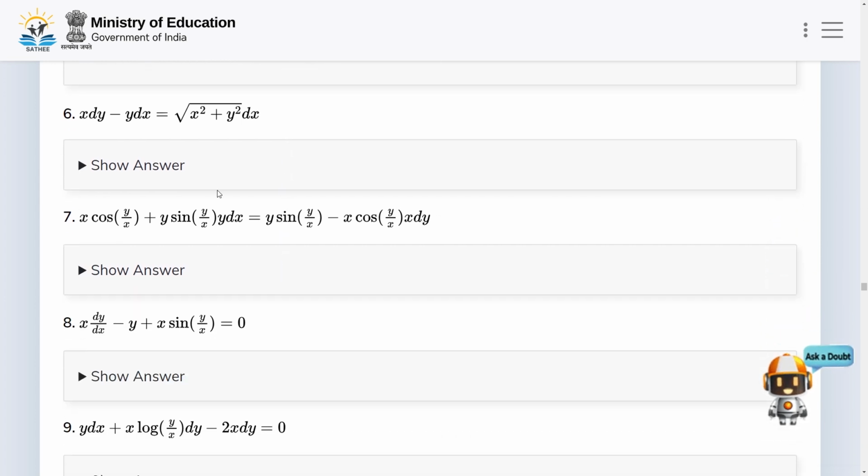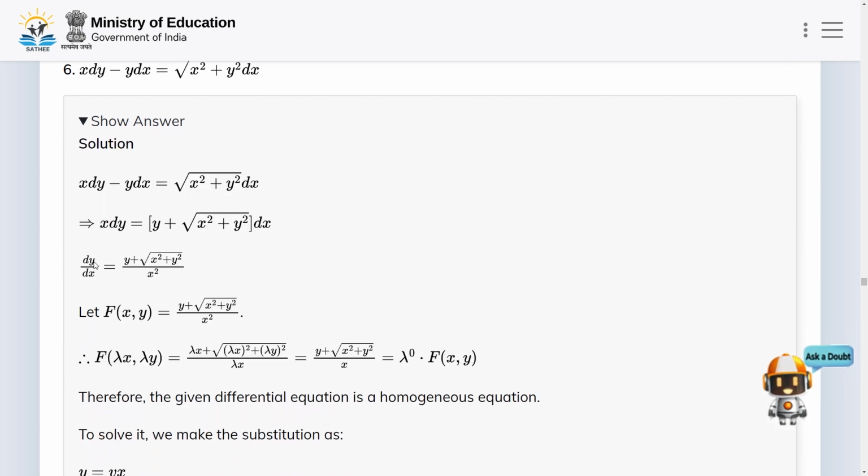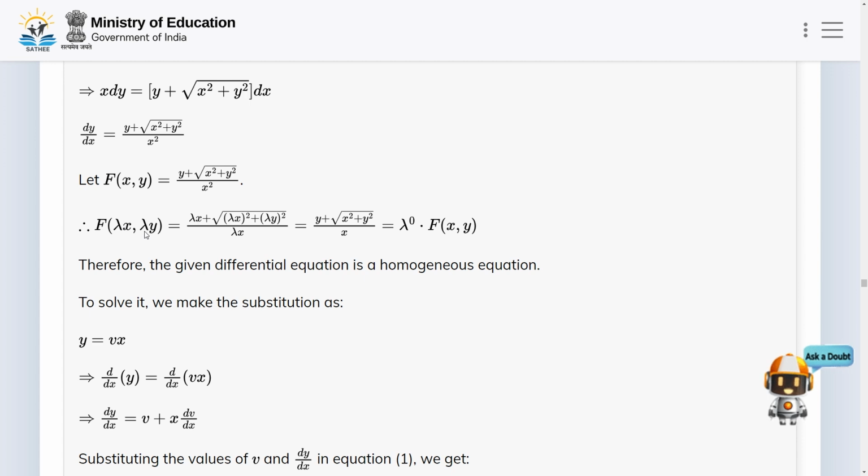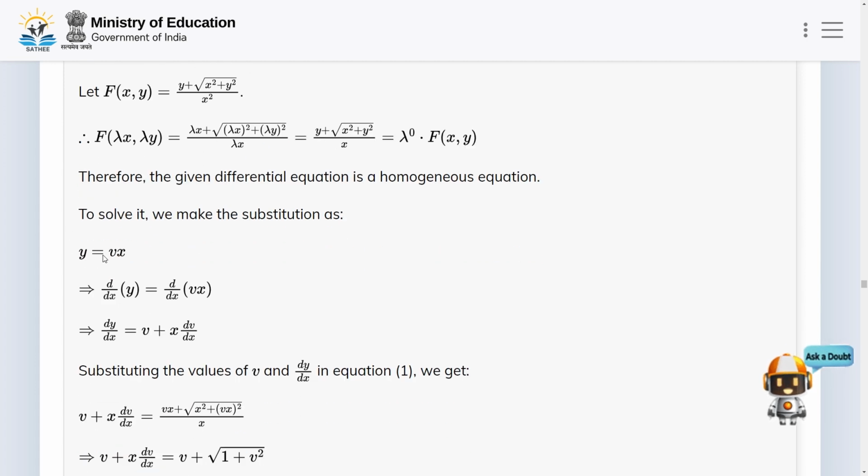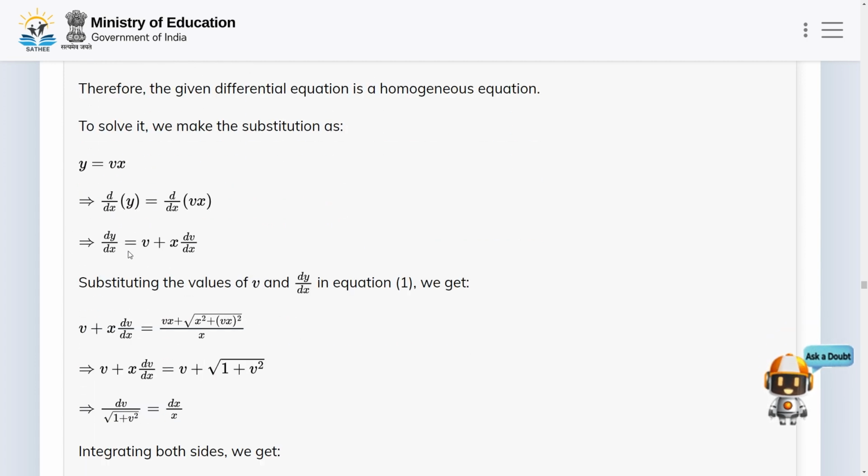Sixth problem. x dy minus y dx is equal to root of x square plus y square dx. You will have dy by dx is equal to y plus root x square plus y square divided by x. This means capital F of x, y will be this. Capital F of lambda x, lambda y can be rewritten as lambda power 0 product with F of x, y. This means homogeneous. Make substitution y is equal to vx and dy by dx is equal to v plus x dv by dx.